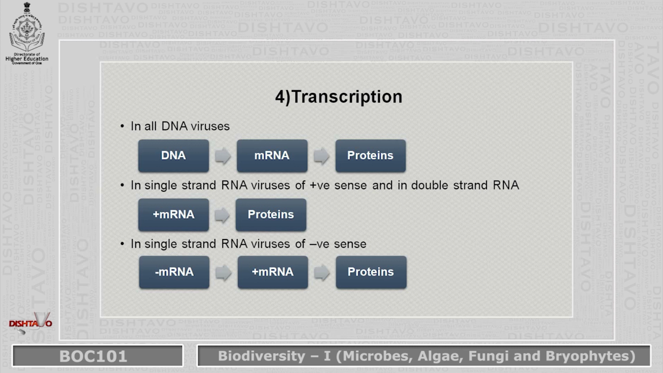The viruses which contain an RNA are of two types, which have a positive sense and a negative sense mRNA. The viruses with positive sense mRNA are directly converted into proteins. The viruses with negative sense mRNA are first converted into positive sense mRNA and then converted into protein.